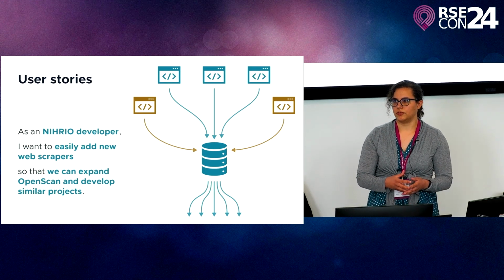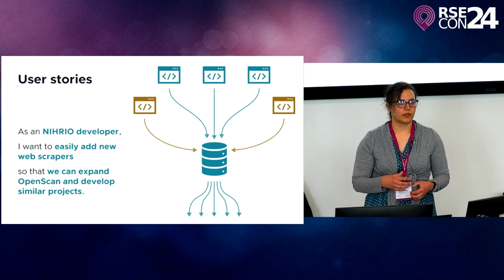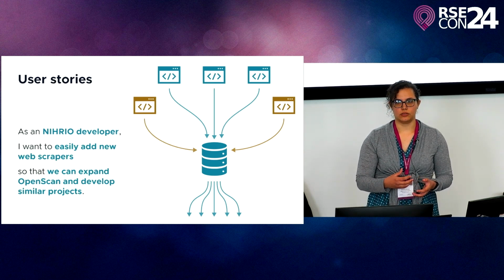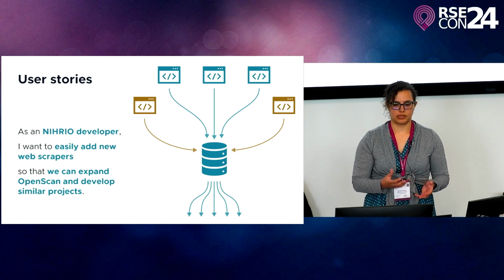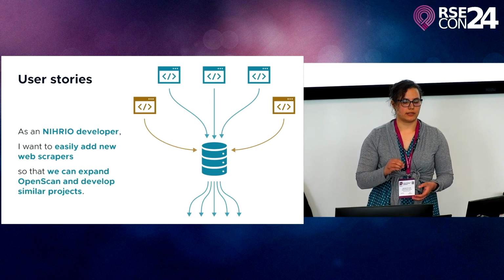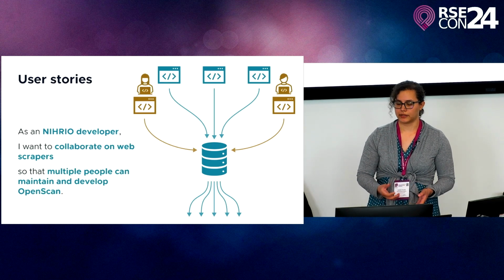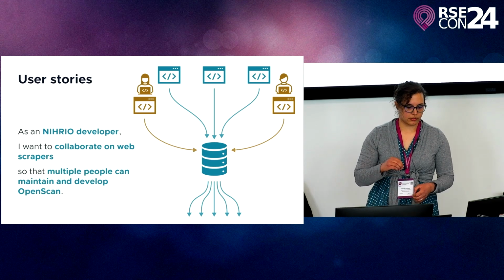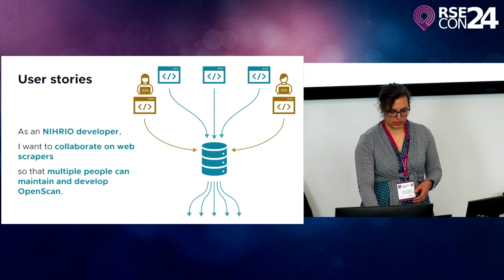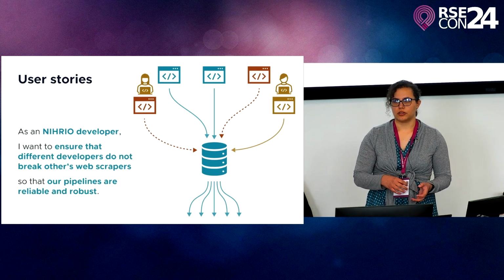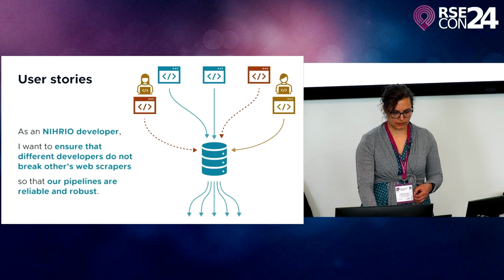Now, we put ourselves in the shoes of the Innovation Observatory developers because they were going to be the main people working with this system. And one of the first goals that emerged was that they wanted to be able to easily add new web scrapers so that they could expand OpenSCAN and also develop similar projects and use it as a template for those projects. So this really emphasized that this software is not going to be static. They also wanted to be able to collaborate together when working on web scrapers so that this system wasn't just the responsibility of one or two people. But at the same time, they wanted to make sure that they didn't step on each other's toes during the development process and accidentally break each other's pipelines.